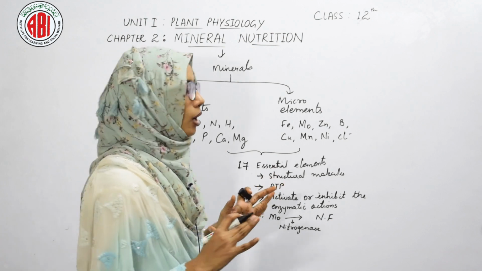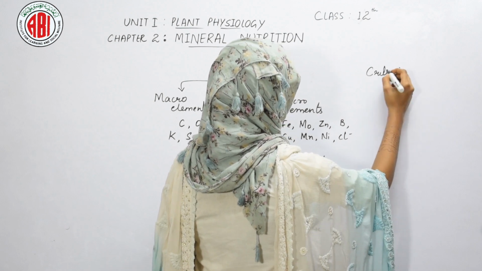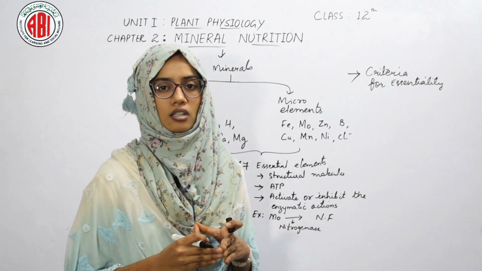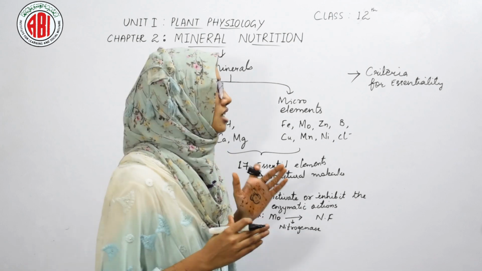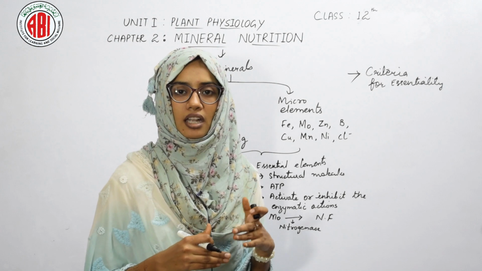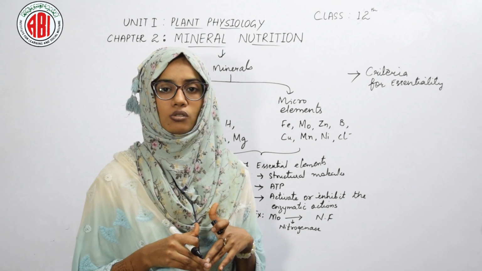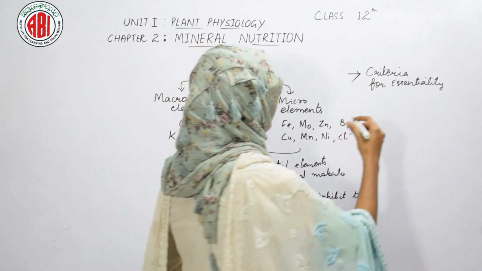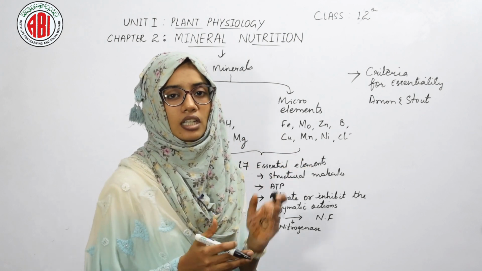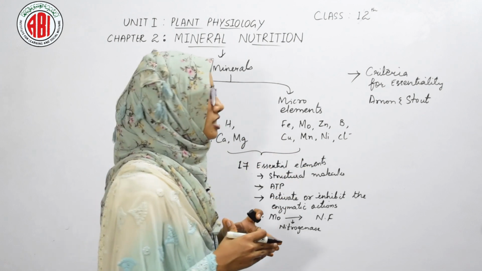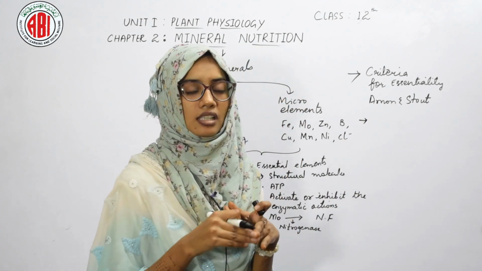Now, let us learn about the criteria for essentiality of these elements. What are the conditions by which these elements are considered as essential elements? These conditions were given by two scientists named Arnon and Stout in the year 1939. They have shown some conditions by which these elements can be considered as essential elements.